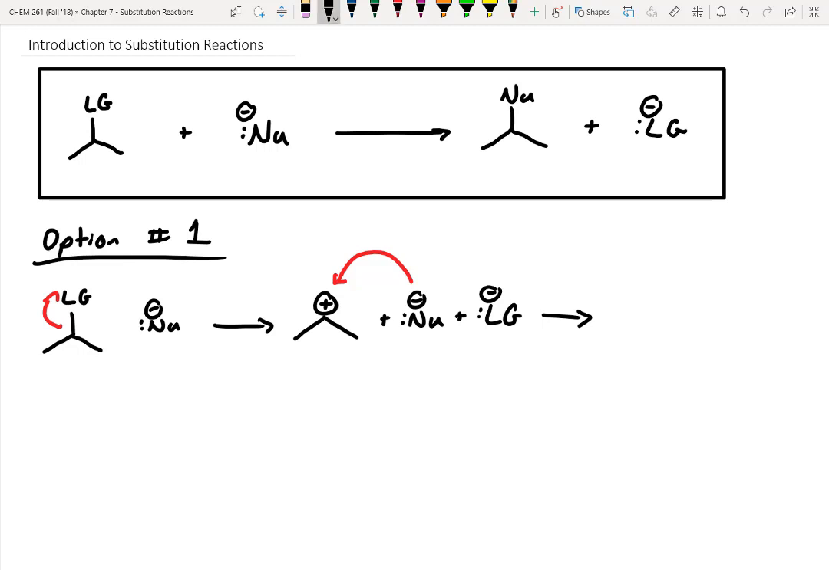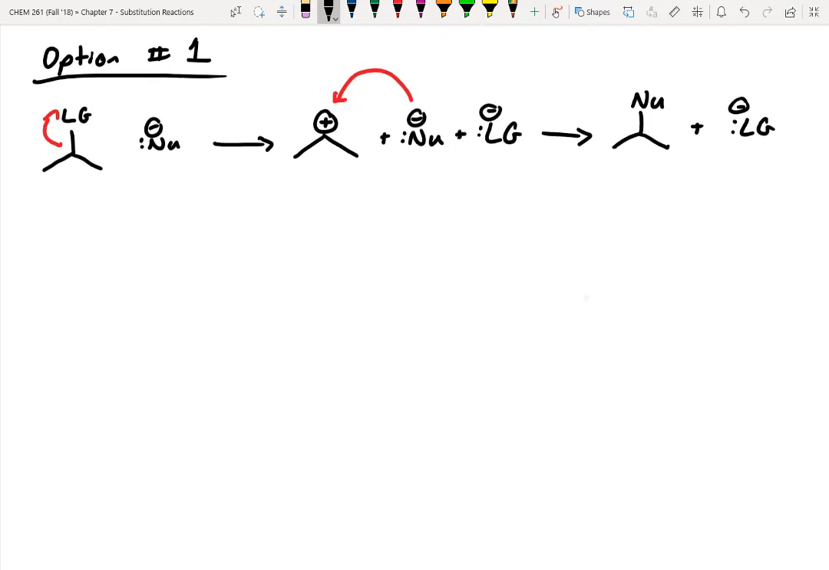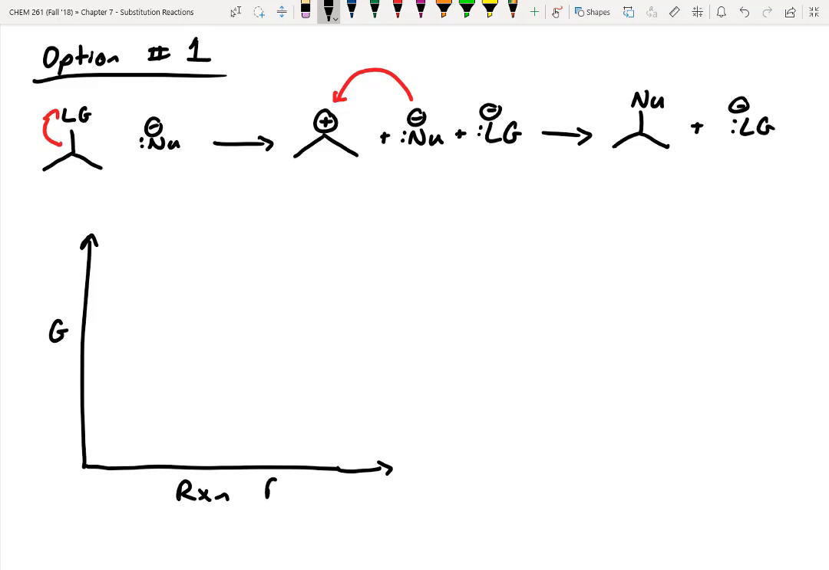Okay, so now we've got this. We've got a new covalent bond with our nucleophile, and we've got a leaving group kind of hanging out over here with its own negative charge. So this could be one potential option for this overall reaction. Let's try to come up with a reaction coordinate diagram for this, where we've got Gibbs free energy over here. We've got reaction progress over here. Let's think about the first step, right? So that first arrow, meaning this arrow right here, is going to have a reaction hump.